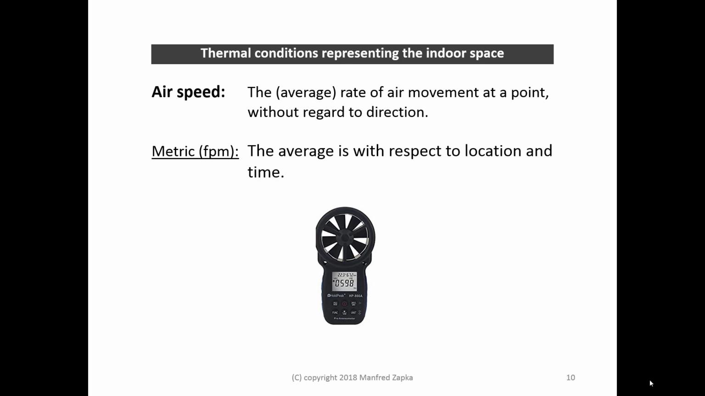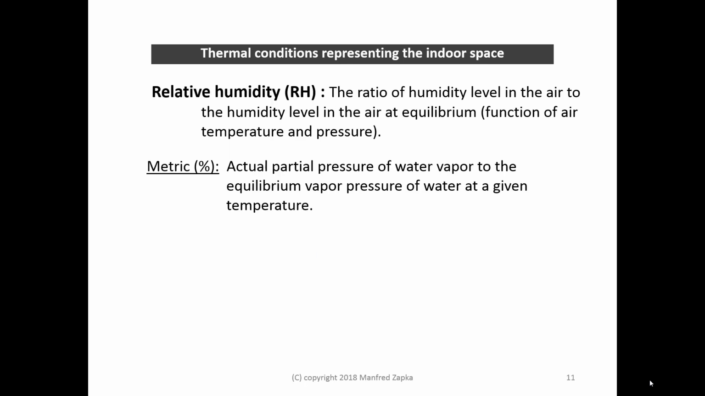The next thermal condition here is relative humidity, and I think everybody knows this. This is the ratio of the humidity level in the air to the humidity level in the air at the equilibrium, and this is a thermodynamic equilibrium. So we can go actually into the very precise definition, which would be the actual partial pressure of water vapor to the equilibrium vapor pressure of water at a given temperature. But right now, for us, it suffices to say relative humidity can be measured and is given to us as a percentage.